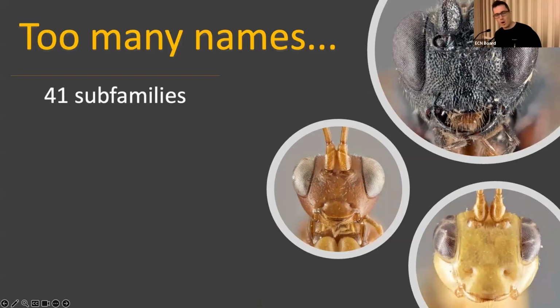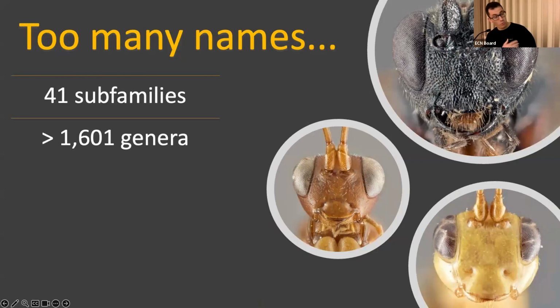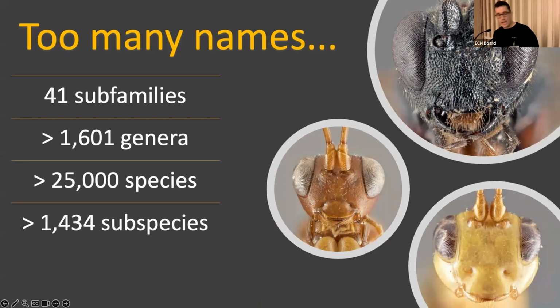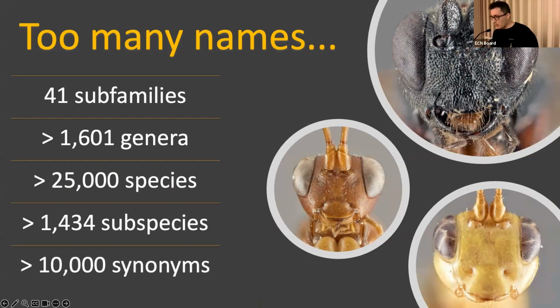We have 41 subfamilies, of course, you already see these numbers, more than 1,600 genera. So you got names also at the generic level. Then you got names at species level, 25,000. Then you have more than 1,400 subspecies named. And then you have more than 10,000 synonyms.